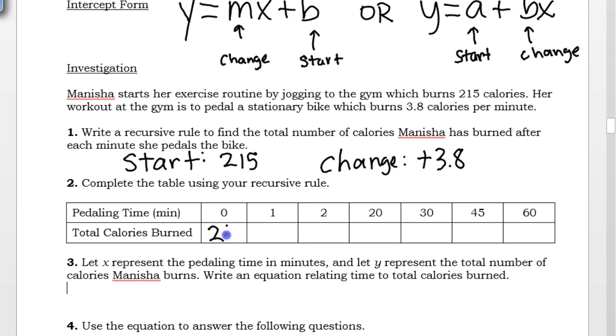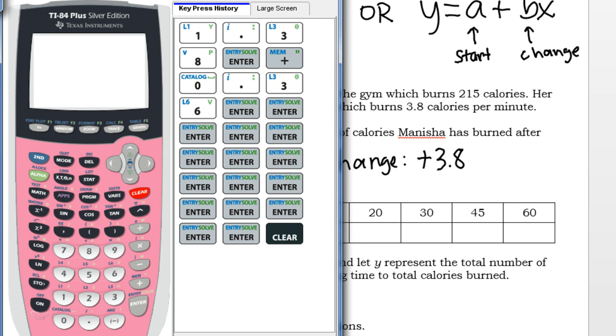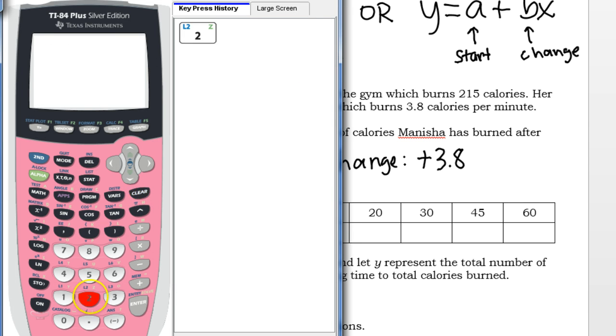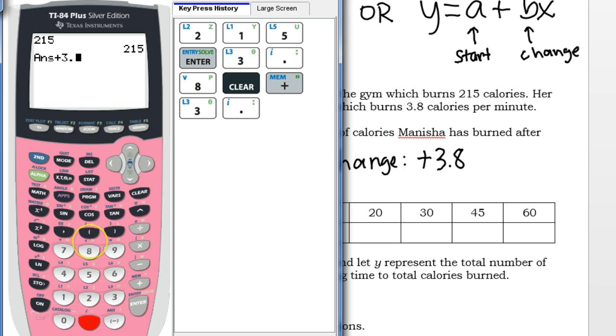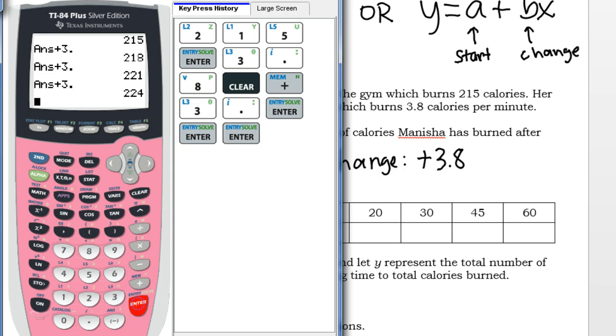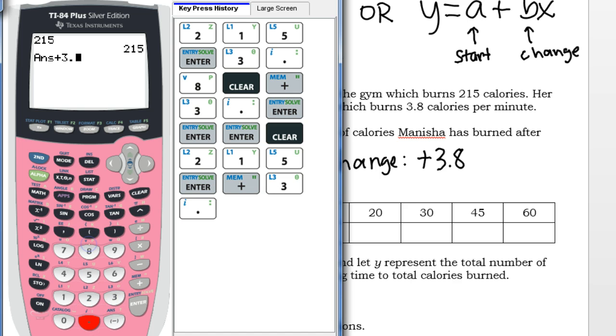So I can fill in some values in my table. I started at 215. And I'm adding 3.8 calories every minute. So, let me start over. 215, enter, plus 3.8, enter. Did it again.